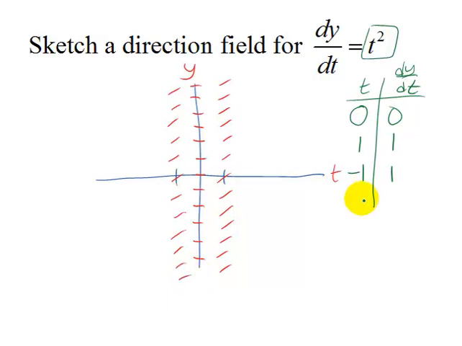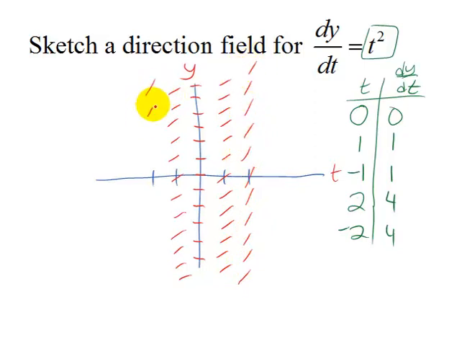And then we could see if we choose something larger, at 2 we get 4, and negative 2 is also going to be 4. So we could put those on here at 2 and at negative 2. And we're just kind of eyeballing a slope. 4 would be up 4 over 1, so it'd be kind of steep like this. And it would be anywhere along here, so we'll just make several along here. And the same will be true at negative 2. And we can see as we get larger at 3, we're going to get 9, so it's going to get steep very quickly.